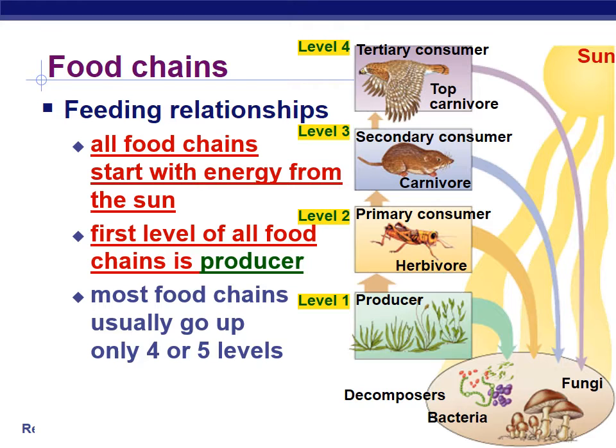Usually food chains can only go up to about 4 or 5 levels. So there are usually 4 to 5 organisms in the food chain, which I'll explain why a little bit later. It deals with the amount of energy that can go up each level of the food chain.